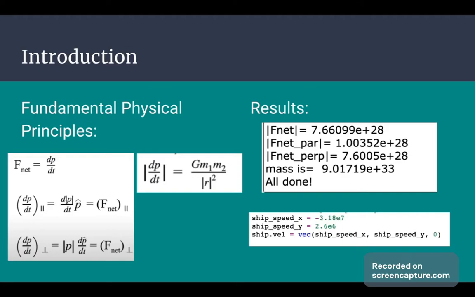The major result of this experiment is that the mass of the black hole is found to be 9.017 times 10 to the 33 kilograms, and the initial speed of the rocket was found to be negative 3.18 times 10 to the 7th meters per second in the x direction and 2.6 times 10 to the 6th meters per second in the y direction.